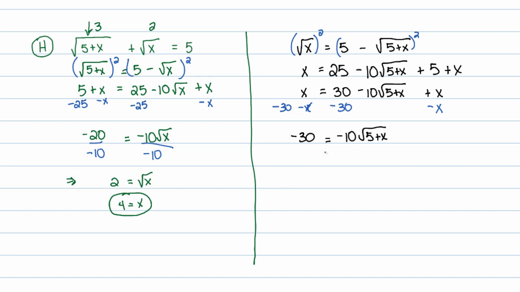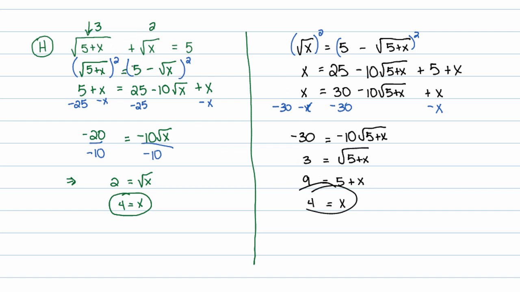Divide both sides by a negative 10. You get 3 is equal to root 5 plus x. Square both sides, you'll get 9 is equal to 5 plus x. Subtract 5 from both sides, you get x is equal to 4. Check your work. Now, notice we get the same answer, but there were quite a few more steps actually.